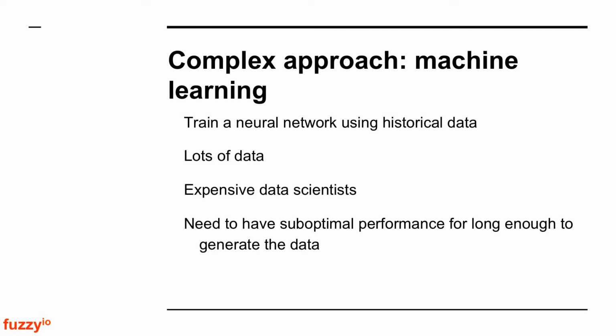One is that you have to have a lot of data to train a machine learning system, a neural network. It is not an easy process. It does require some skill in supervising a training system. And the people who do this are in high demand, so they're actually pretty expensive, hard to get to. Probably the biggest thing is that you do have to go through a lot of suboptimal performance for a long period of time to generate the data in order to do your training.